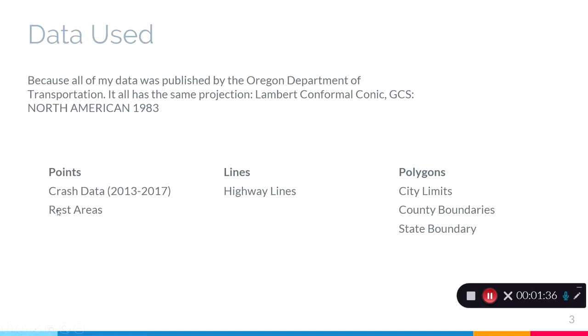And so the data that I used, the crash data points and rest area points, I used the highway lines, of course, and just some administrative things like city boundaries, county boundaries. All of my data came from the Oregon Department of Transportation, the ODOT's GIS data portal. And so fortunately, it all has the same projection, Lambert Conformal Conic, North America 83. It was really convenient. I didn't have to do a ton of reprojecting or anything like that.